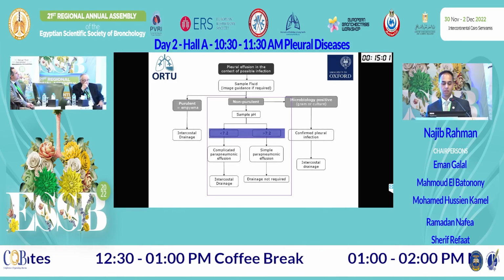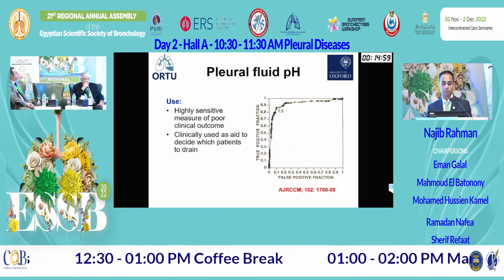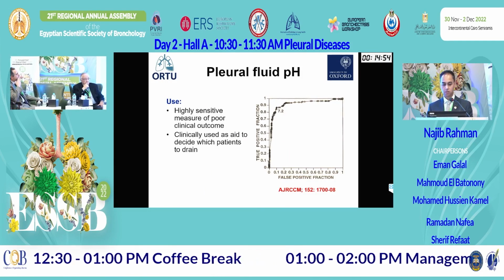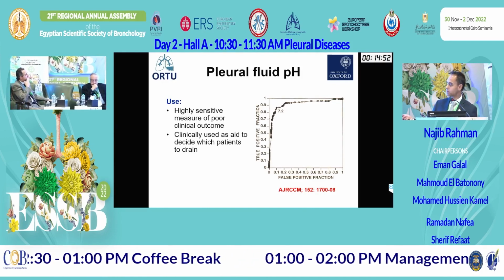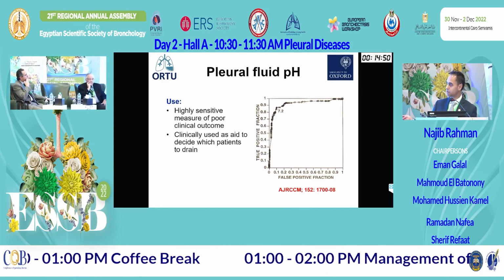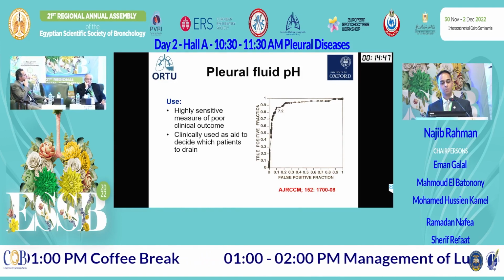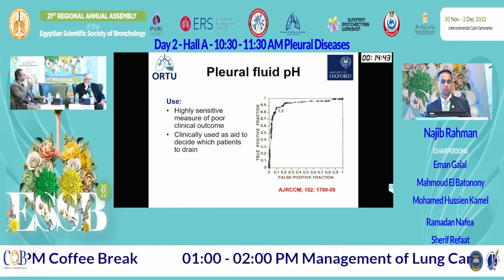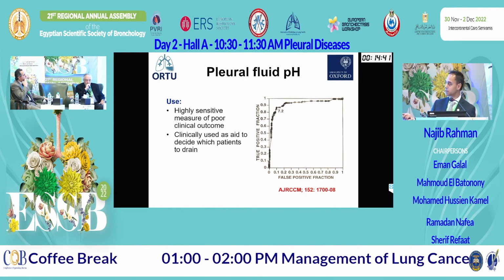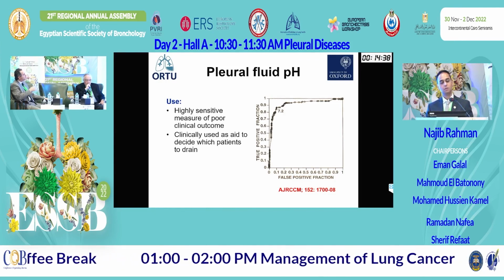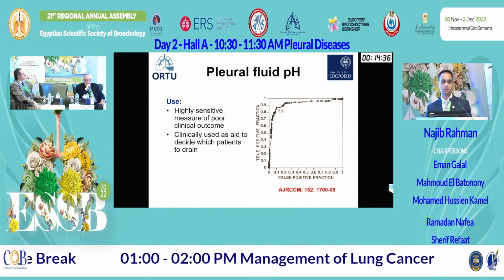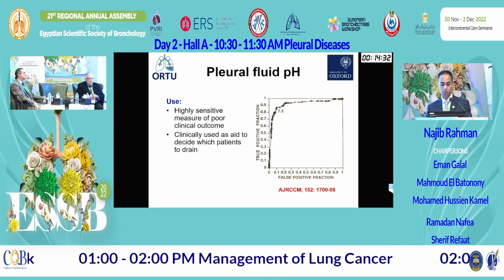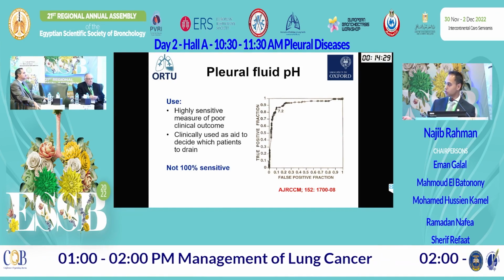So this data that we all practice on is based on this one study. This is Heffner's work from the early 2000s, a meta-analysis looking at the pH of 7.2 as a predictor of a poor clinical outcome. But in fact, this data is based on only around 40 patients. So Richard Light said the pH less than 7.2 is important, and it has become embedded in all of our practices on the basis of a very small amount of data. So I think it's a good marker, we all use it, but it is not 100% sensitive.